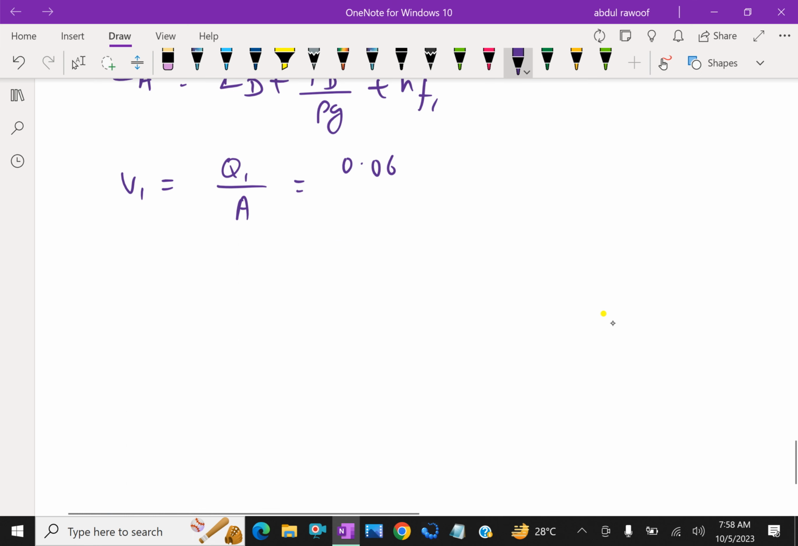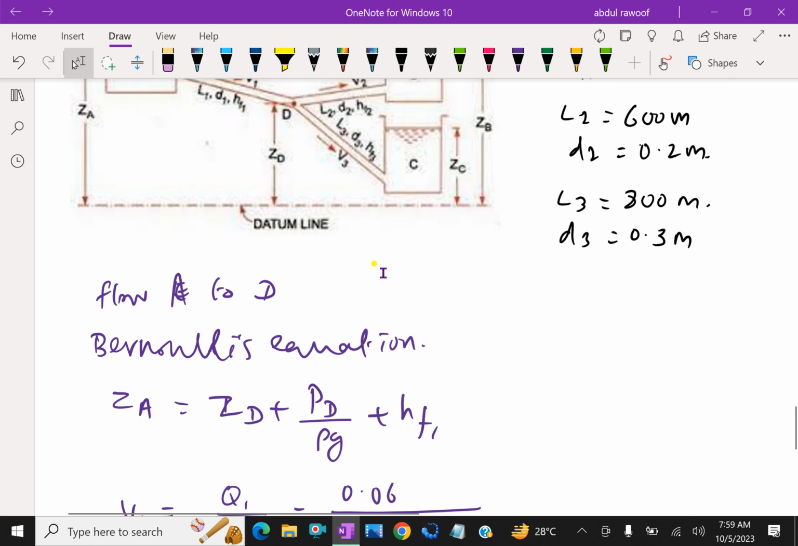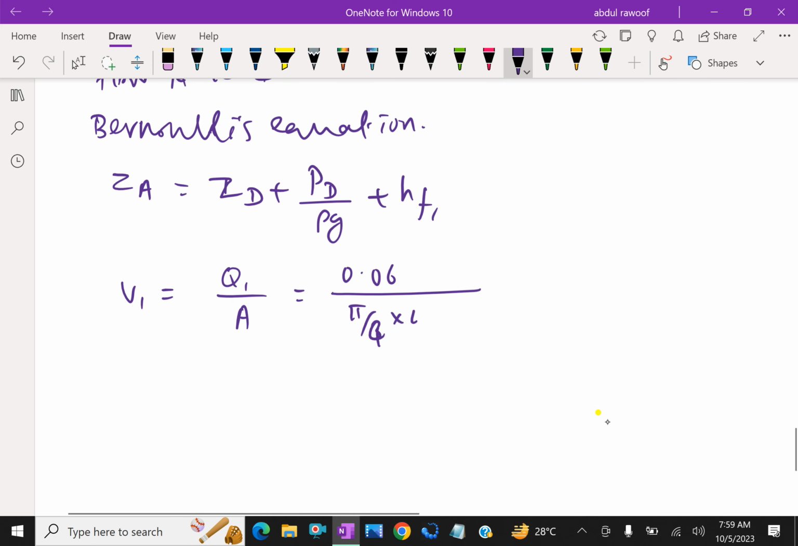Meter cube per second over the cross-sectional area of the pipe, which is pi by 4 into D squared, where the diameter is 0.3 meter, 0.3 squared, which gives approximately 0.848 meter per second. This much speed it flows through pipe 1.